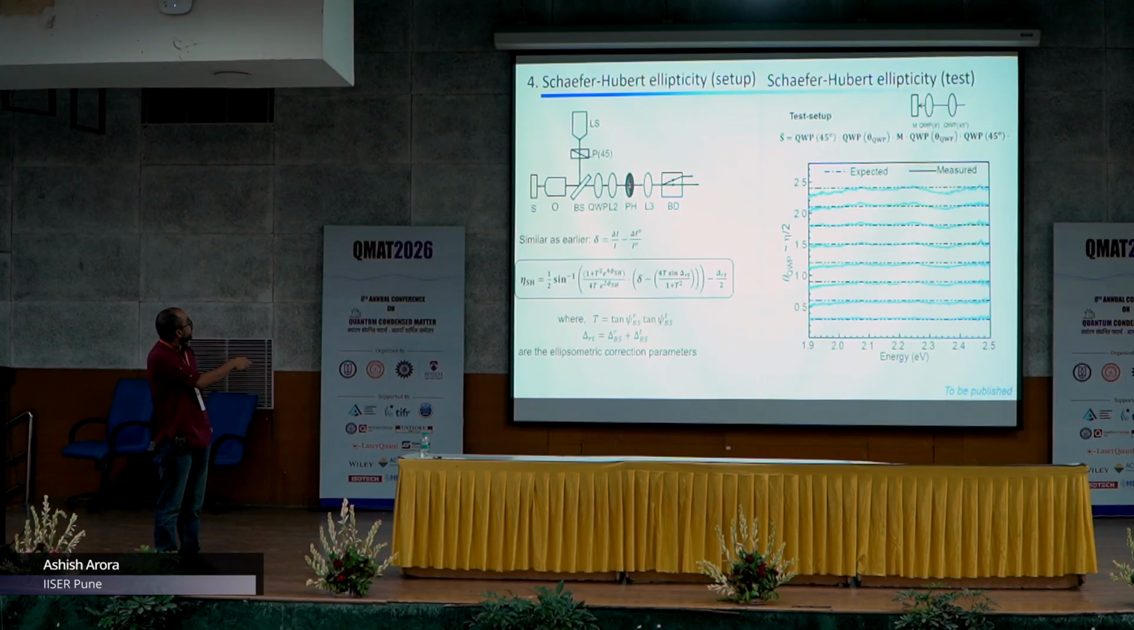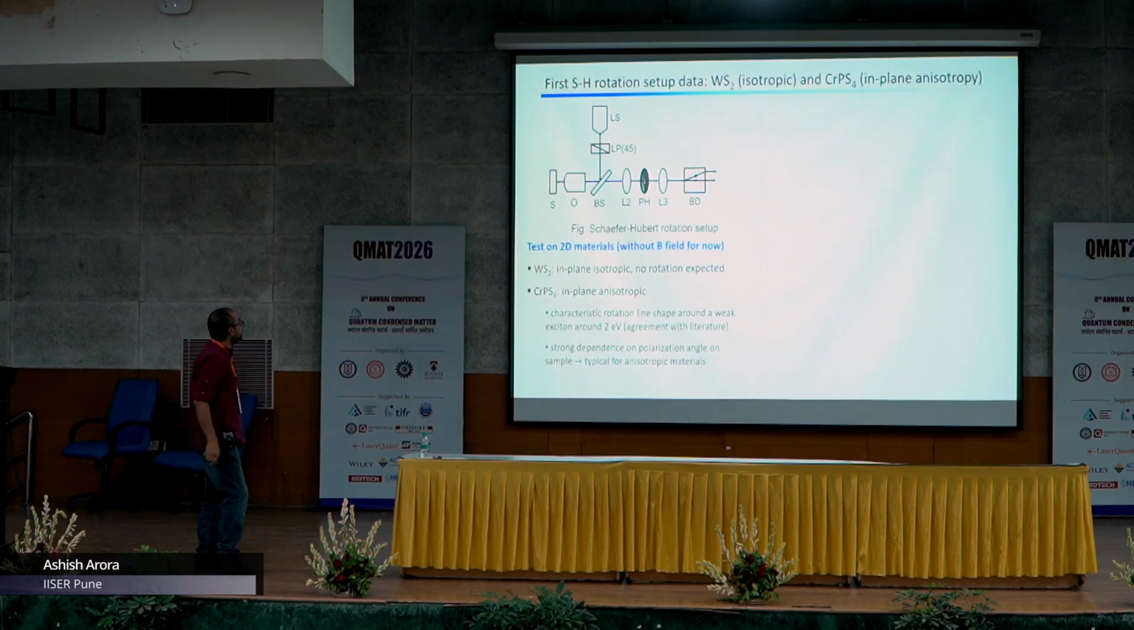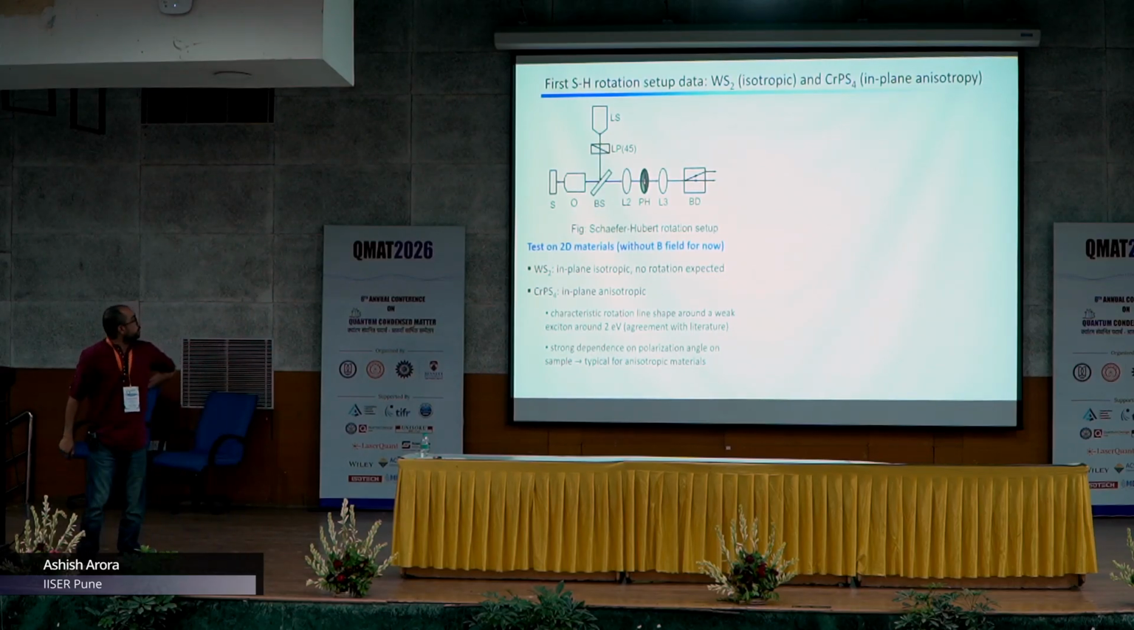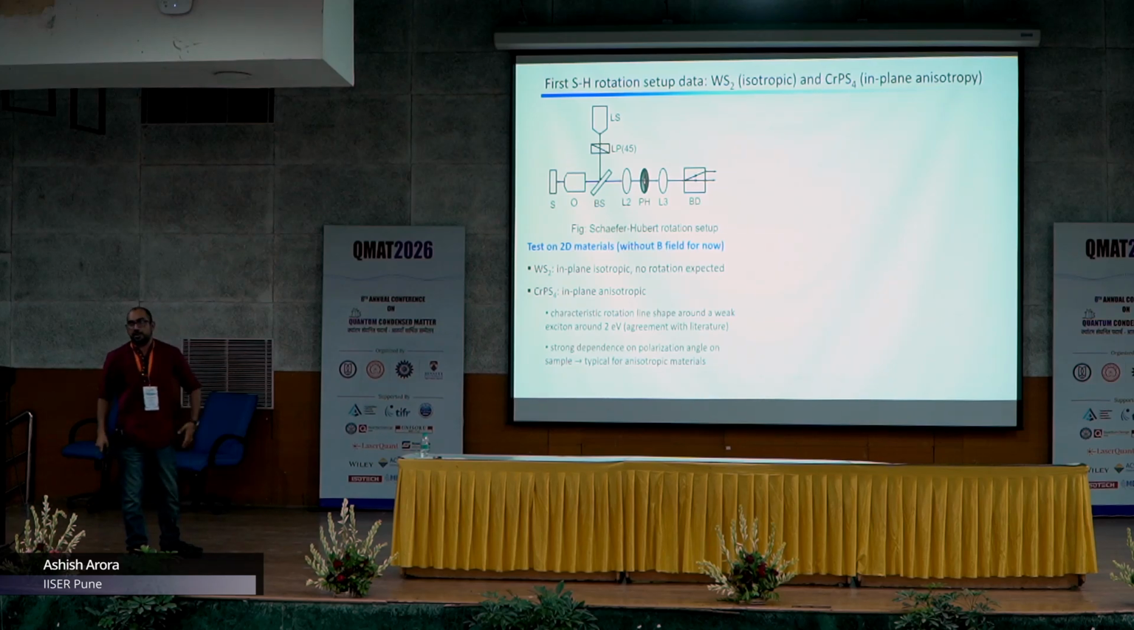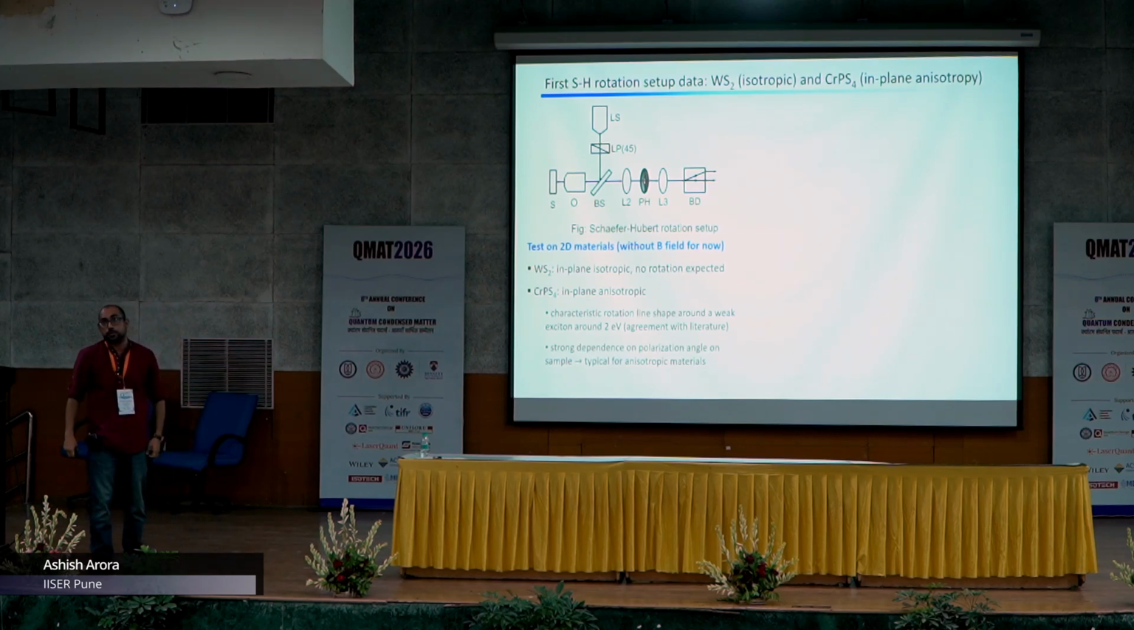Where in the test we have to replace now the sample with 2 quarter wave plates where one of them will rotate, and then the expectation is eta by 2, and this is what we measure. Okay, now to test these, I will show just one of these, which is the Schäfer-Hubert rotation setup, which is already very complicated, but I have to check if this works.